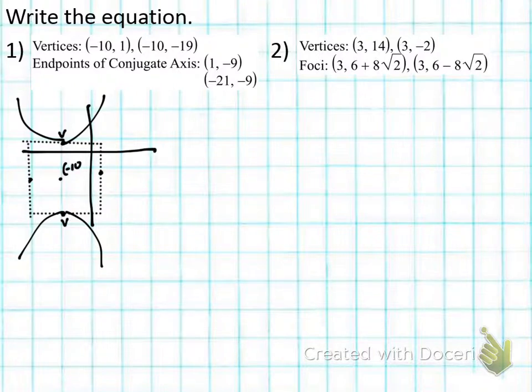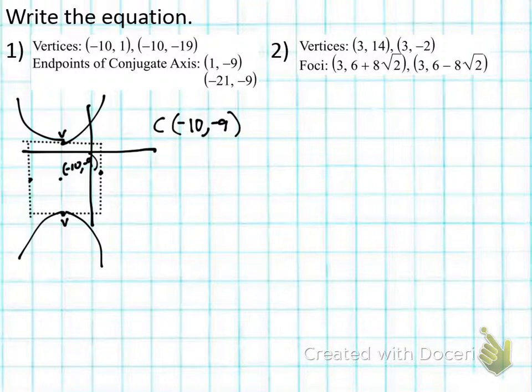But I know that the center is also on the same axis as these co-vertices, or endpoints of the conjugate axis, okay? So the endpoints have a common number, negative 9, right? So you could easily find the center by going negative 10, negative 9, right? So our center is negative 10, negative 9. So I'm going to organize my info. Now I want to figure out what a and b are.